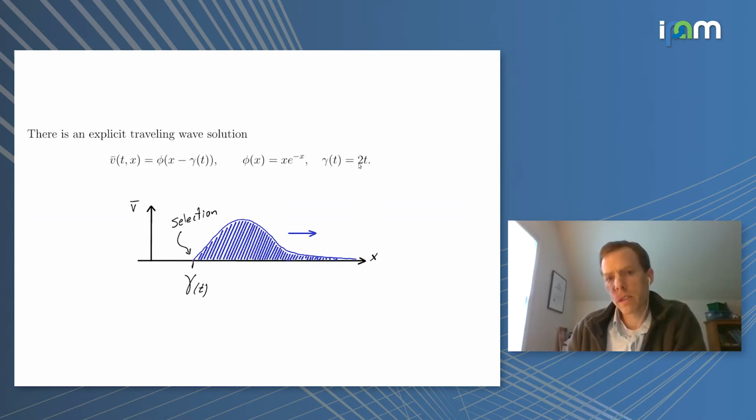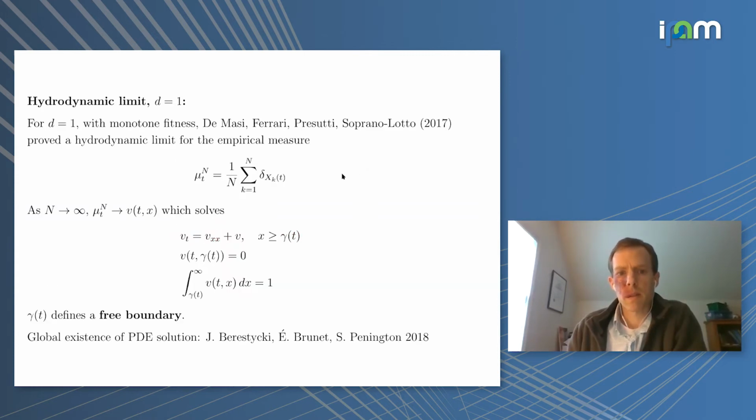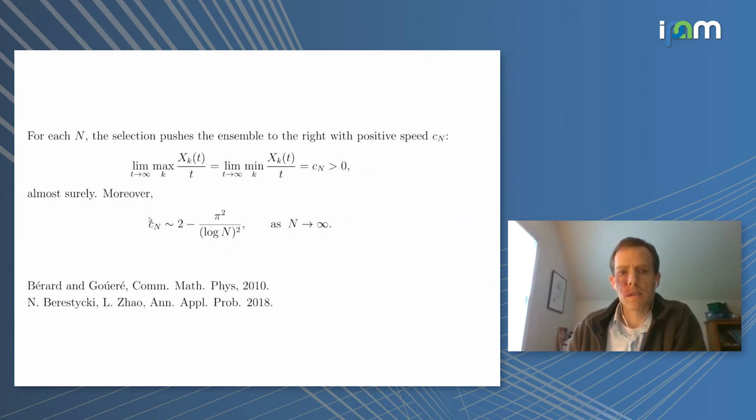So the 2 here is not surprising. Recall that as n goes to infinity, the speed of the finite n ensemble asymptotically is close to 2 and converges to 2 as n goes to infinity.